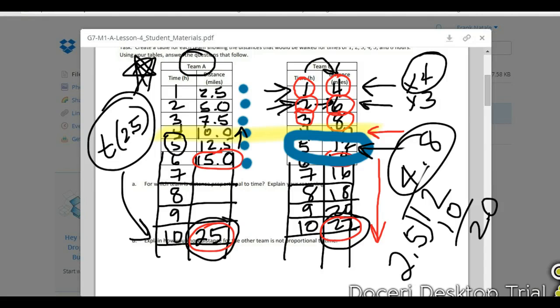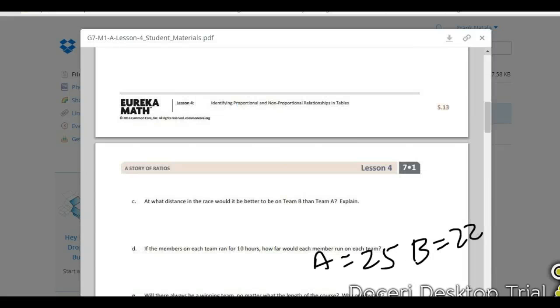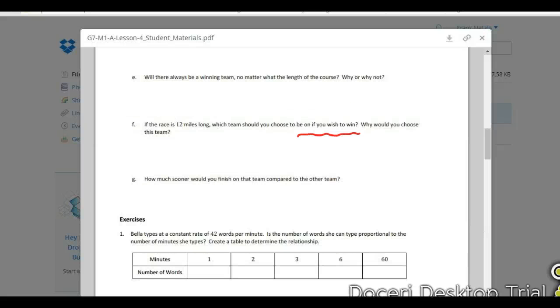But again, we could just look at the table and tell by what we had said right here. We already know at 5 hours they've gone 12.5 miles. Therefore, 12 miles would have taken less time. All right, that was E. No, actually, that was F. So for F we would have wanted to be on team A.